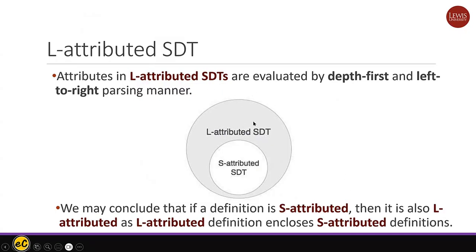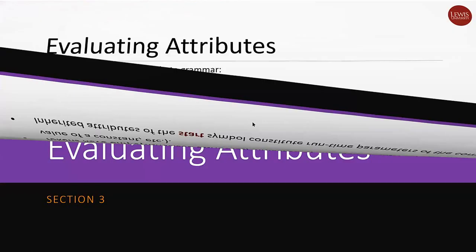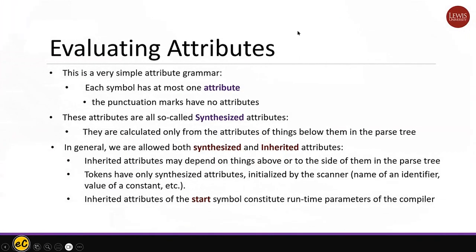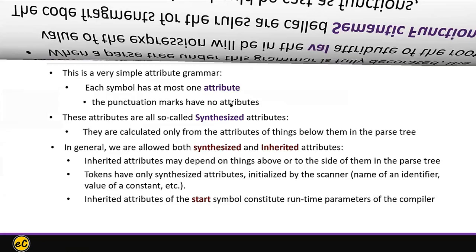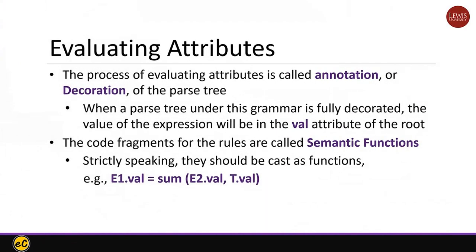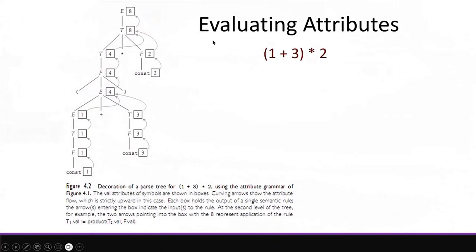So there are two types of attribute evaluation. First we talked about what the attribute is, and this section is about how to evaluate the attribute. When evaluating the attribute, you will go this way, bottom up.